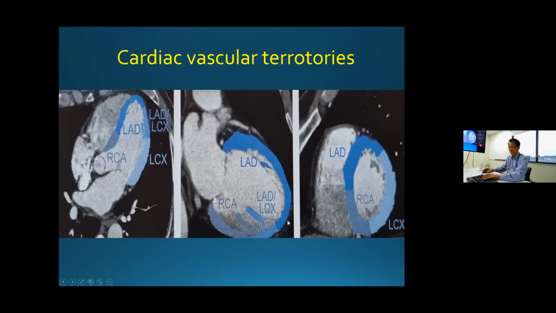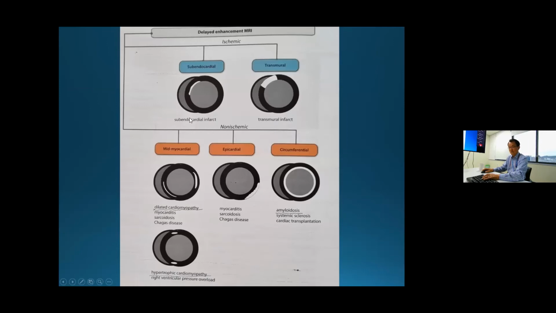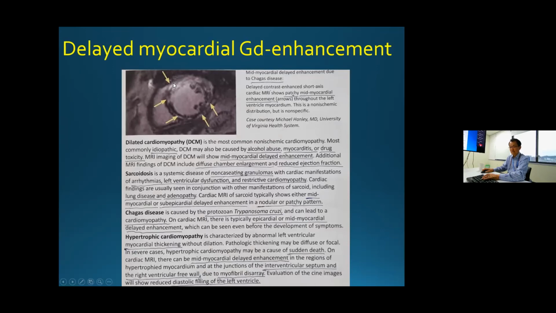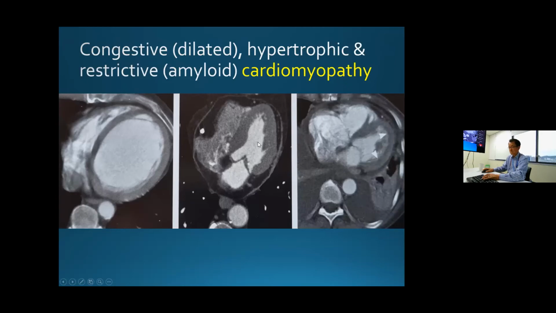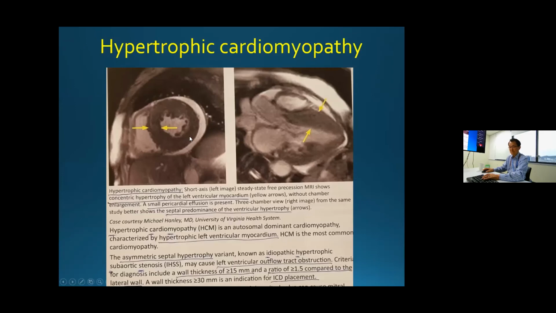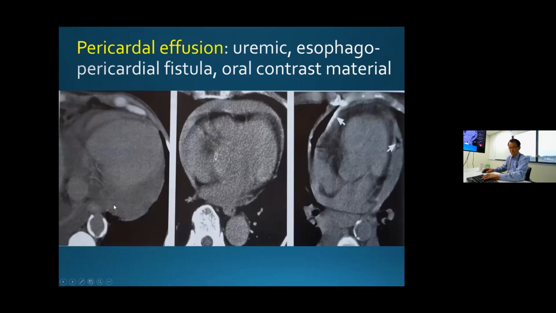And then delayed contrast enhancement on MRI is usually very significant for myocardial infarction, this kind of delayed contrast enhancement. And cardiomyopathy is a major concern clinically. There are three types, depending on thickening, the hypertrophic, and restrictive or small, but dilatation, this is congestive. So all different, hypertrophic, dilatation, and then also pericardial effusion, fluid around the heart.